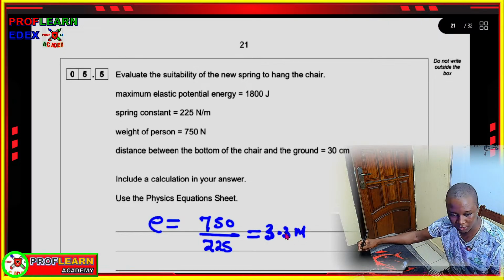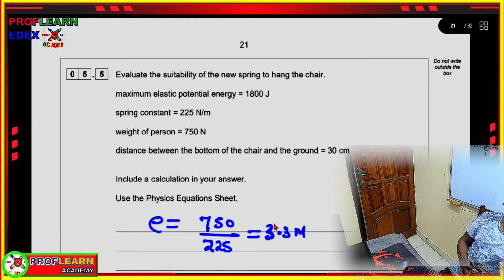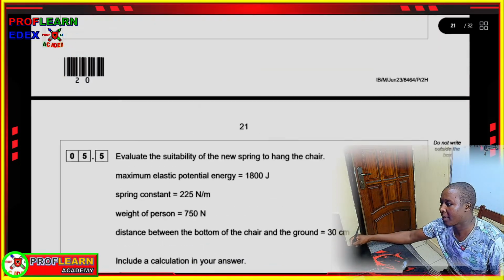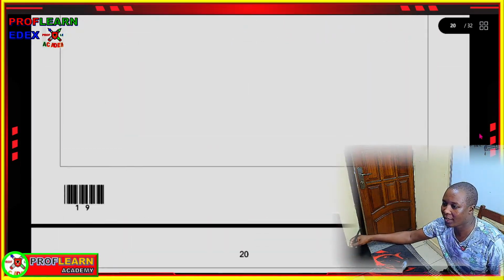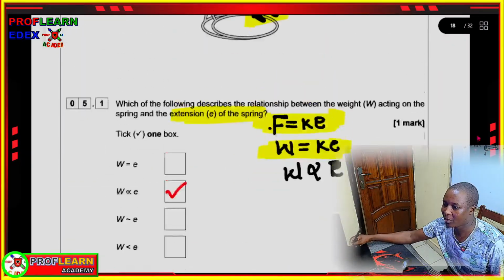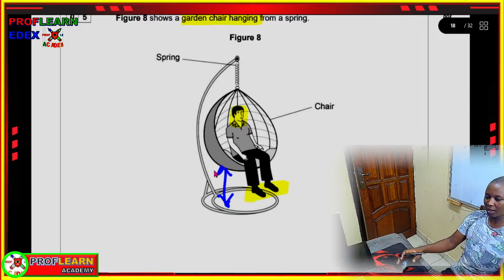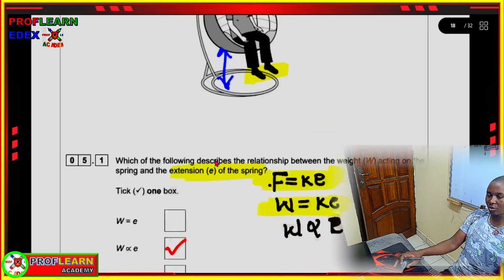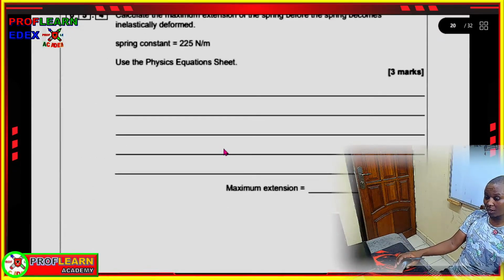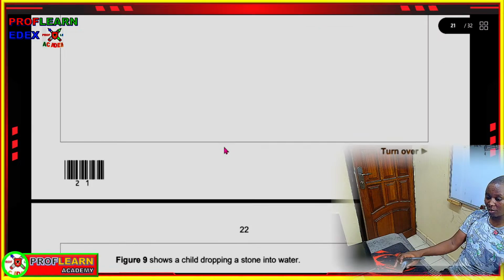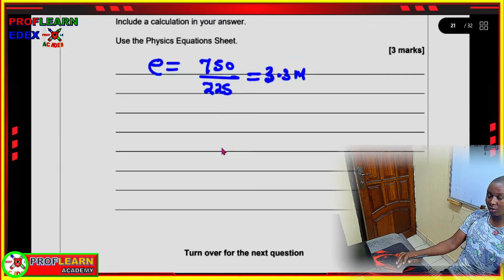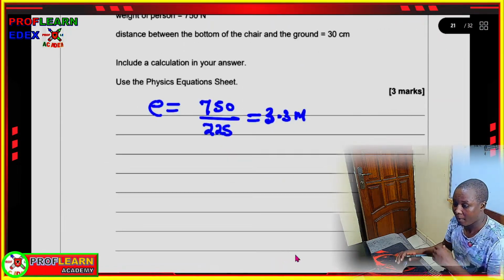This is going to translate to 3.3 meters. If you are having 3.3 meters, the extension would be too great, which means that by the time you sit on that chair, this person is going to hit the ground. So that's not suitable. The spring is not going to be suitable at all.